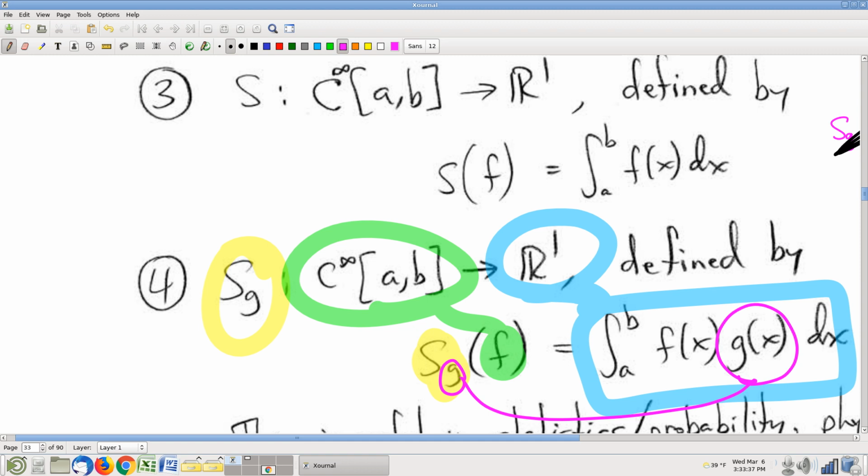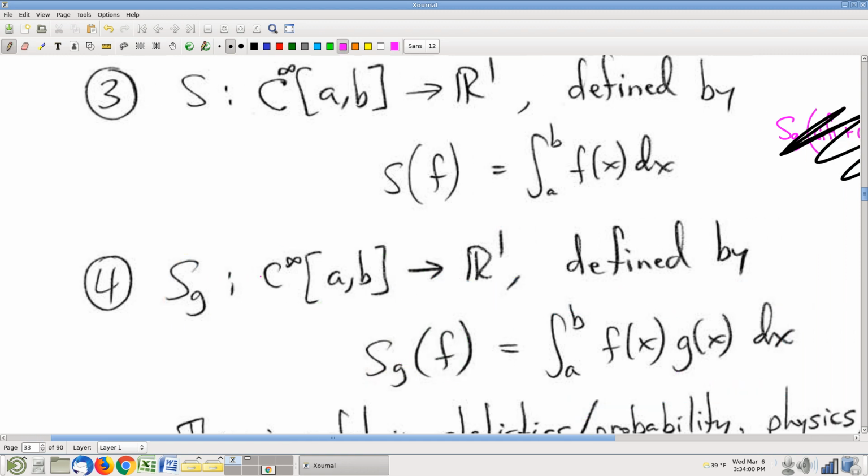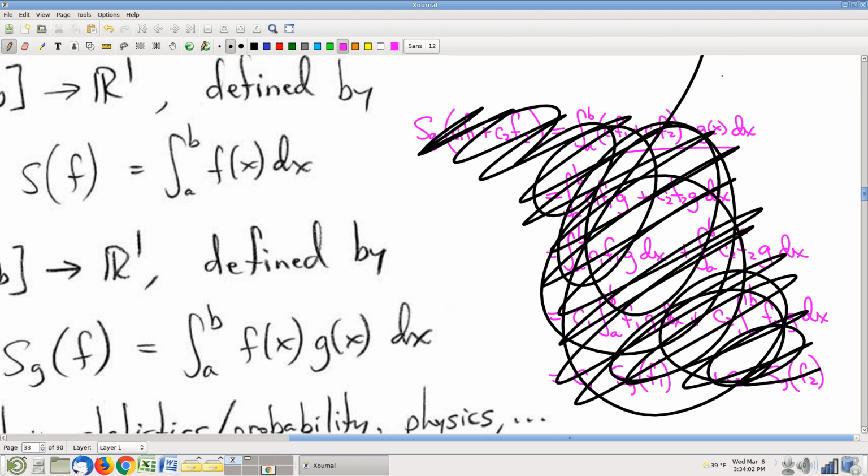Okay, and I claim that this is a linear transformation. By the way, if g is a positive function, you might call it a weighted integration, because you can think of g as attributing different weights to different locations between a and b. Okay, so how do I know that this is a linear transformation? Well, here's the proof. I wrote this out previously to save us a little bit of time.